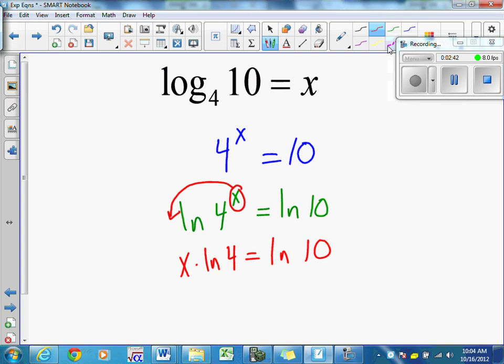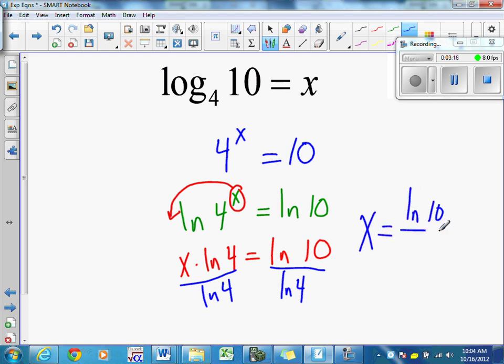And let's stop there for a second. Look at what that did. We have now taken this exponent, this variable that's up here, which we have not been able to solve for yet. And by using this property, we moved it down in front, where now it's just a multiplication. So we've gone from an exponent, a power, to multiplication. Now I can just solve this by dividing both sides by natural log of 4. So I've solved for x. x is natural log of 10 divided by natural log of 4.